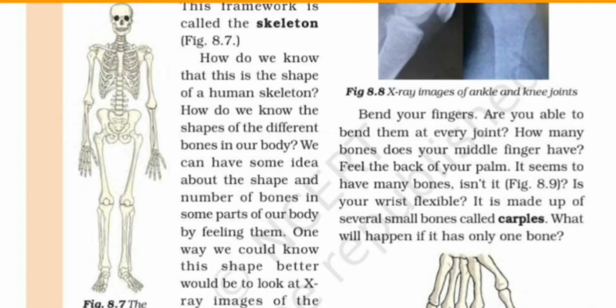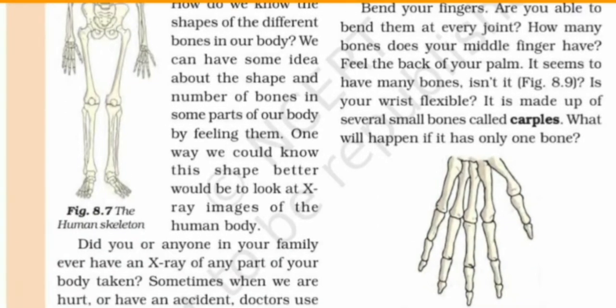And you can see the structure of the bones in your hands. It is very vivid, you can say, and it is very flexible also in the wrist part. It is made up of several small bones. You can see here in the picture so many bones are located. There are 4 bones in one finger, and the wrist is made up of several small bones called carpals.